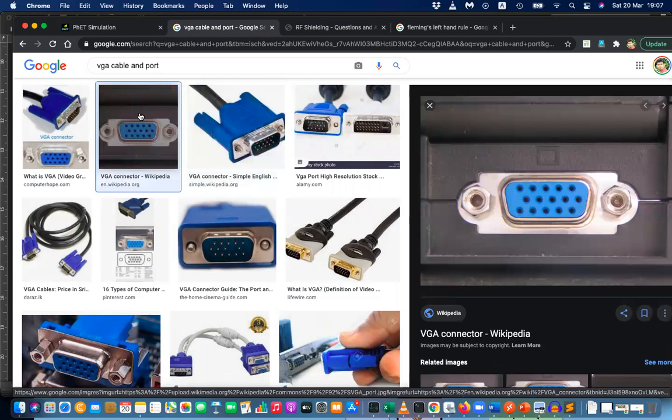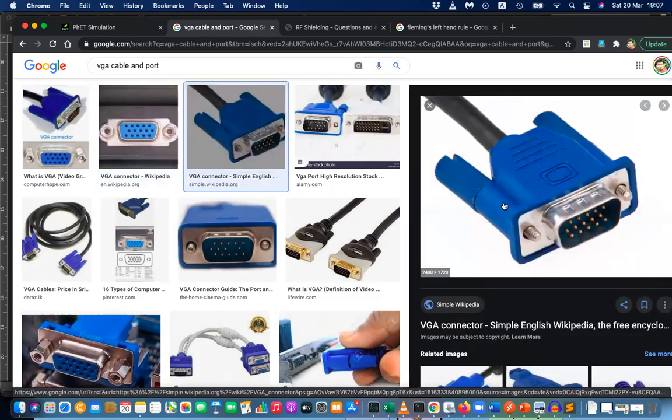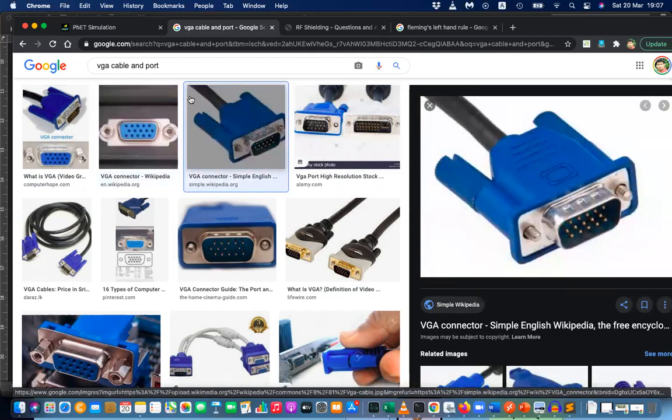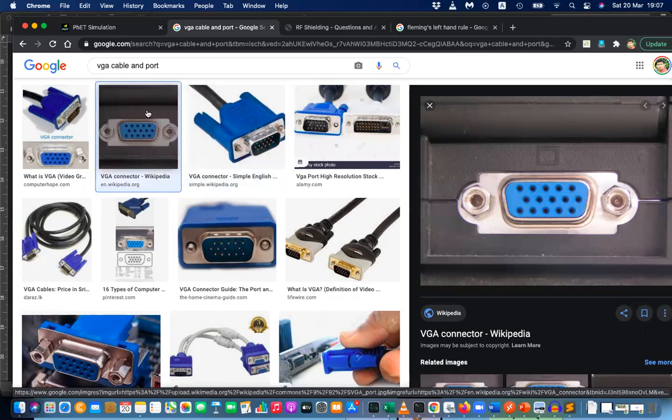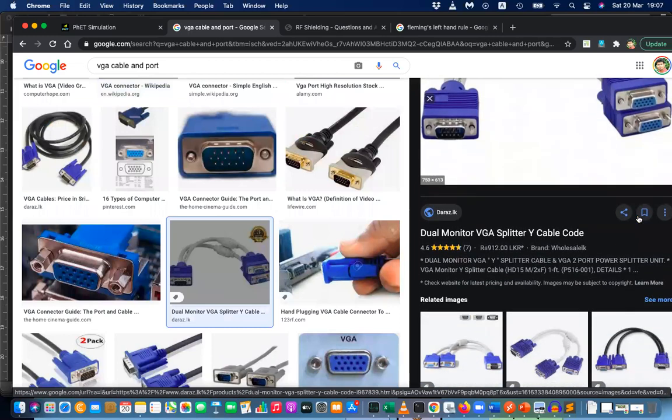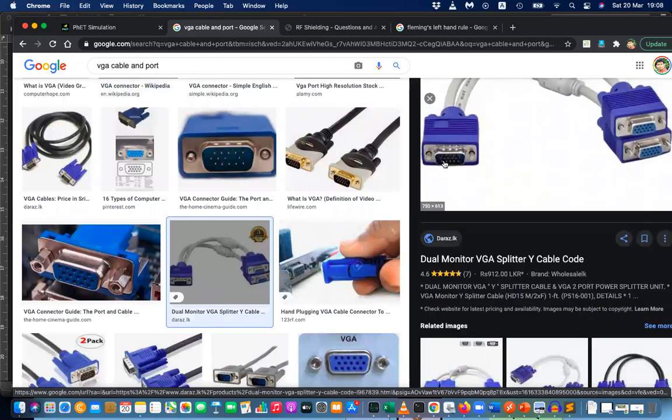So normally a male cable can be connected to a female port. It's a natural scenario. So a male cable can be connected to a female port. If you have a female cable, you can see this is a female cable, this side. So this can be connected to a male port. This is a female cable, this is a male port. So this is female to male or male to female, the other way.